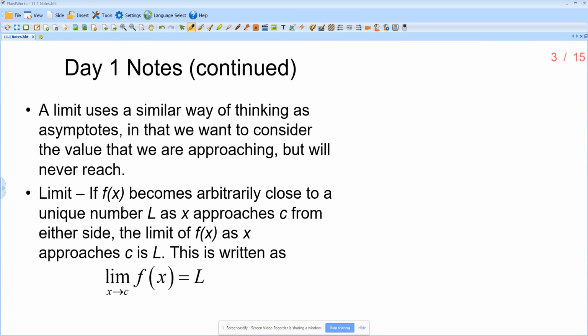A limit: if f of x becomes arbitrarily close to a unique number, L, as x approaches c, so just as x approaches some number from either side. Now it's important that it has to be from either side. The limit of f of x as x approaches c is L. This is written as, and pay attention to how I read this, the limit as x approaches c of f of x is equal to L. And again, what this is saying is the limit as x goes to some number on the function is equal to some numerical value.